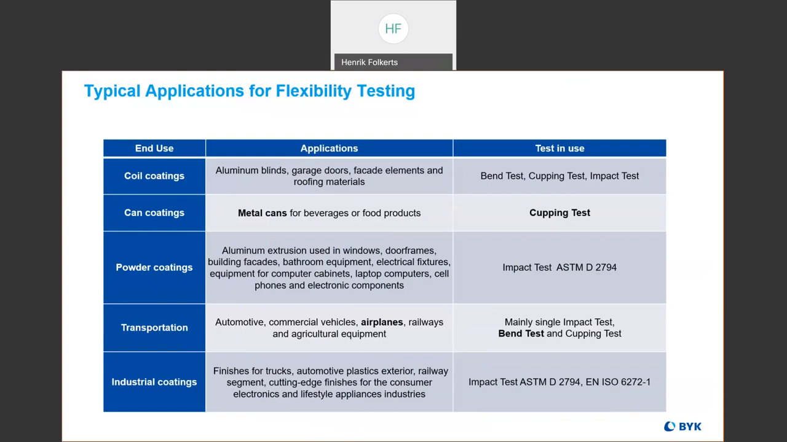Another example are aluminum extrusions, for example, window frames. They usually have to withstand a fast deformation, which can be simulated with an impact test using a falling weight. In the transportation industry, mainly the impact test is used, but for special applications, for example, production of airplanes, bending is performed. The tests are usually agreed between customer and supplier.